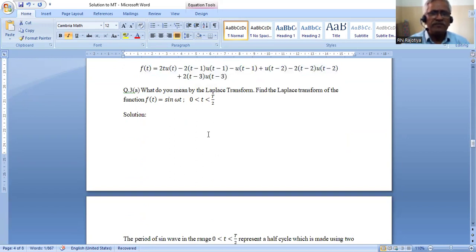Question number 3. What do you mean by the Laplace transform? And find the Laplace transform of f(t) equals sine of omega t for t going from the limit 0 to T by 2. The solution to this will be a little tricky. So to understand the question very carefully, let's first review what the Laplace transform is.